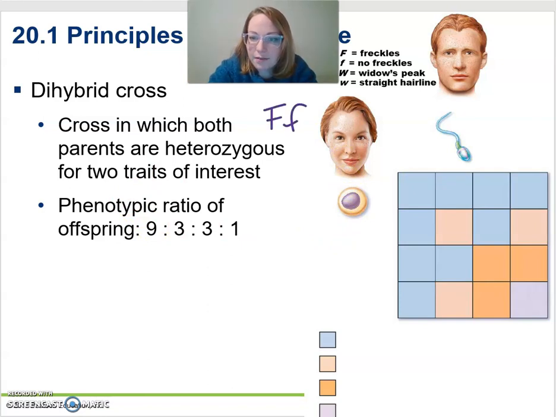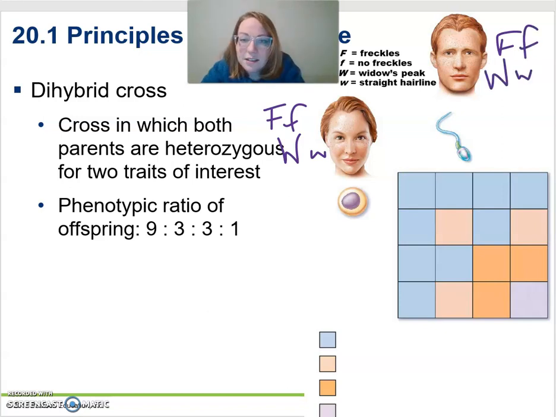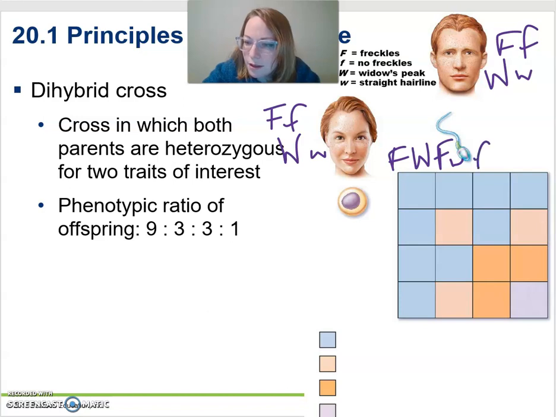So F, F, W, W. Okay. And that one F looks too uppercase. Should pick something that's easier like B's. Okay. So each time there's a 50-50 chance they'll pass on big F, little f, big W, little w. So we're going to put those up here. So let's say FW, FW, FW, FW. Okay, and same thing here.